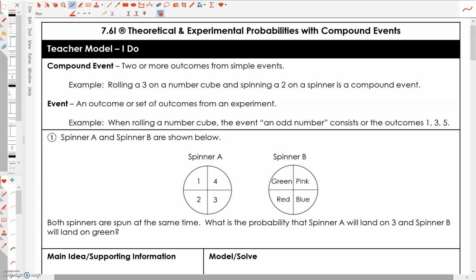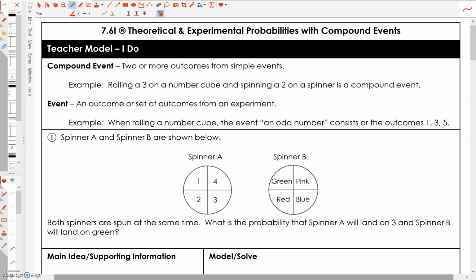So today we're doing compound events. Compound events just means that there are 2 or more outcomes from simple events. So for example, rolling a 3 on a number cube and spinning a 2 on a spinner is a compound event. That means there are 2 things going on at the same time. That is a compound event.